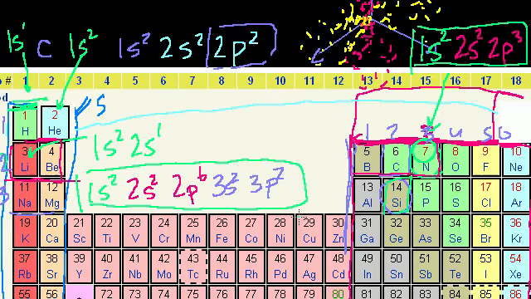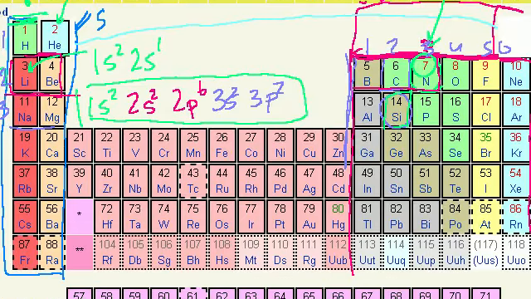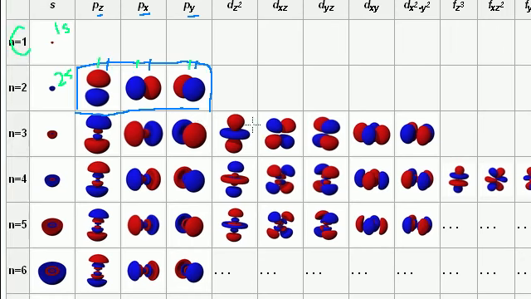I think I'm running low on time right now, so in the next video we'll start addressing what happens when you go to these elements, or the d block. And you can kind of already guess what happens. We're going to start filling up these d orbitals here that have even more bizarre shapes.